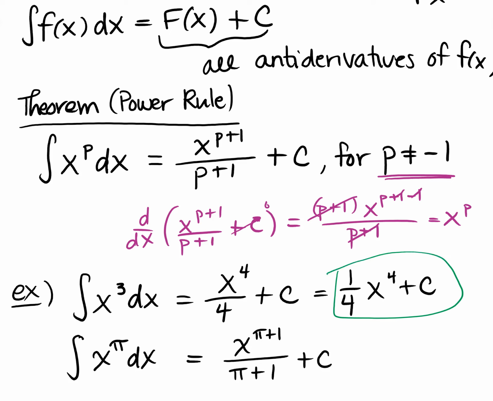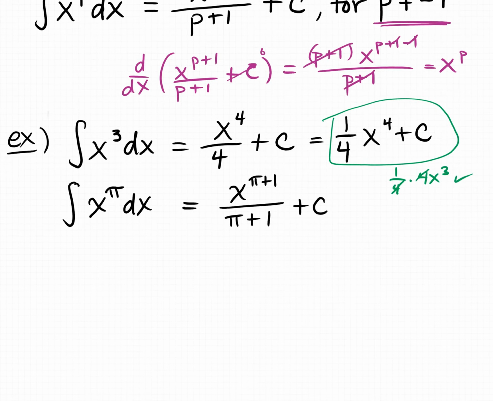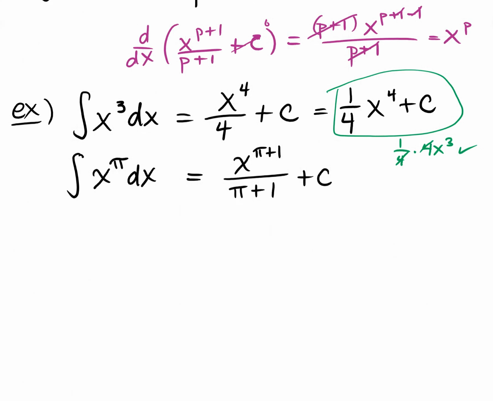Like this one right here, if I were to take the derivative, that would be 1/4 times the derivative of x to the 4th, which is 4x cubed. The derivative of c is 0. So sure enough, I get x cubed. Check yourself before you wreck yourself. How many times do I have to say it? Check yourself.